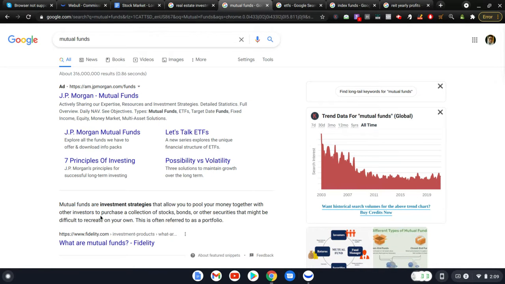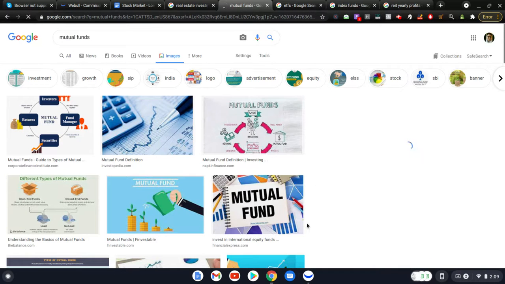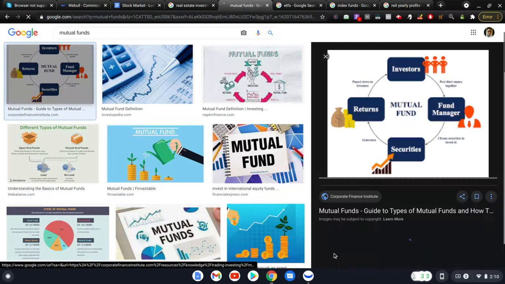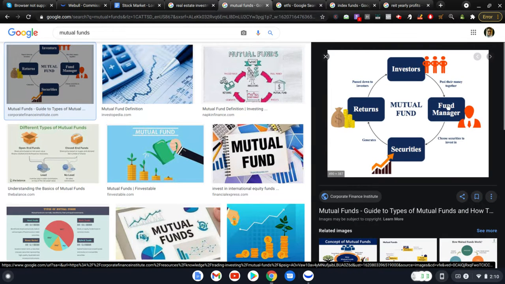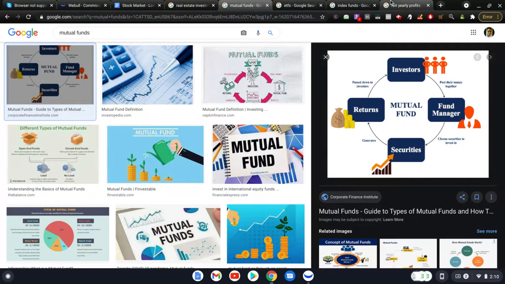Mutual funds. Mutual funds are investment strategies that allow you to pool your money together with other investors to purchase a collection of stocks, bonds, or other securities that might be difficult to recreate on your own. What does that mean? Let me show you a quick image here. So here's the investor, the fund manager, securities, the returns. You see that? So this would be us. We put it into a mutual fund, a manager manages the money, they decide where to put it, and then we get a return. So that's the long story behind it.